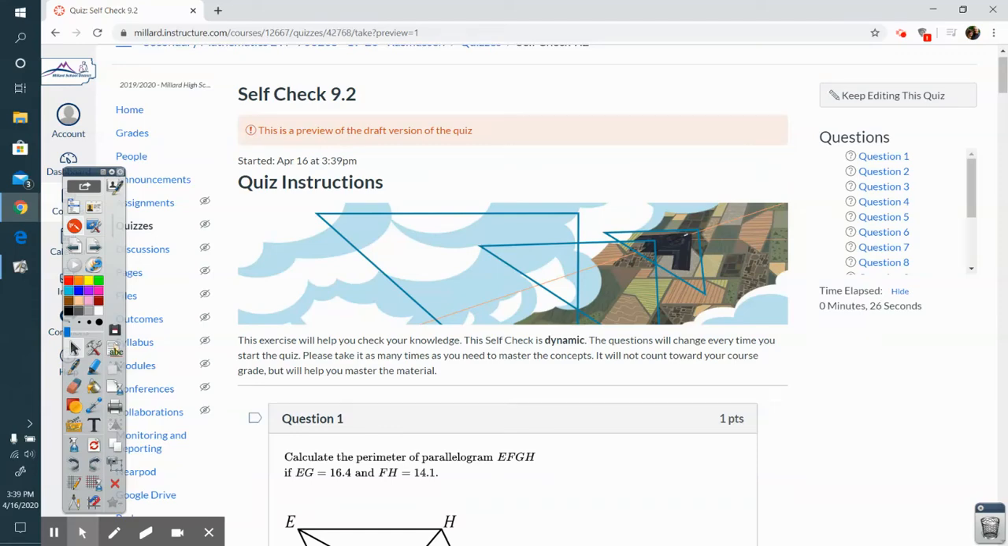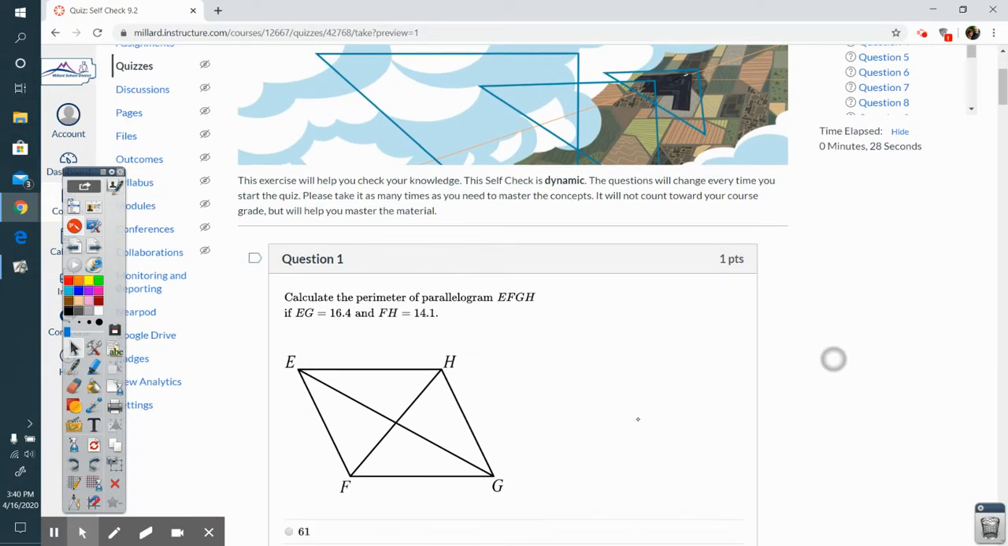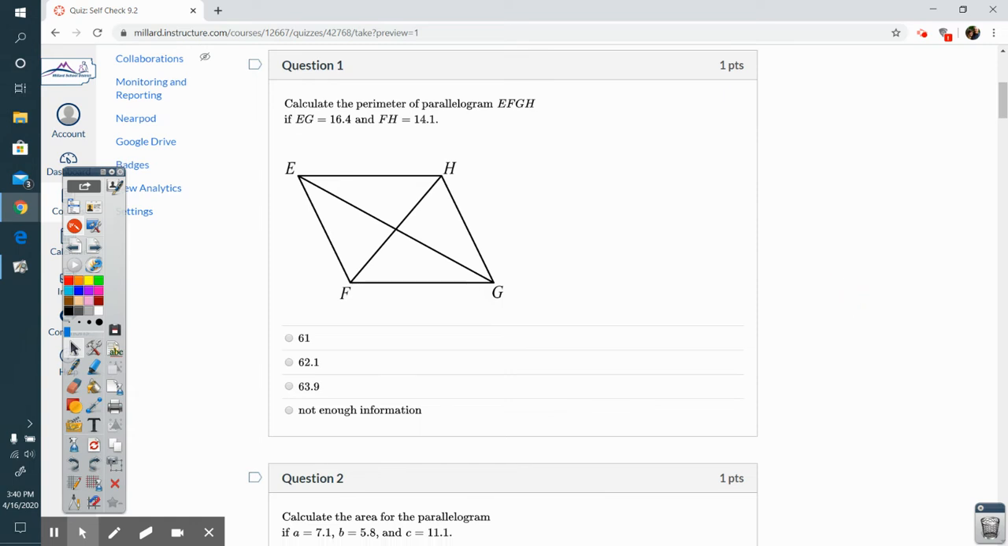Okay, now we're doing the self-check for 9.2. This is to just work on parallelograms and the area and perimeter of different things. Now, a parallelogram is a four-sided figure where both this side and this side are congruent, as well as the opposite sides. They have to both be congruent, and then they're also parallel.